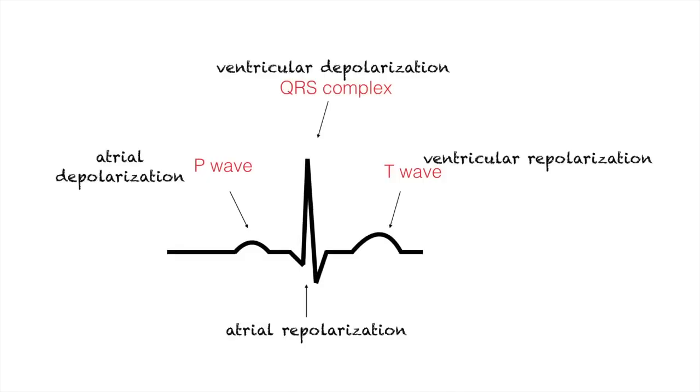Now, as a review, the P wave stands for atrial depolarization. The QRS complex represents ventricular depolarization. The T wave represents ventricular repolarization. And the atrial repolarization is covered by the QRS complex. You can't see it, but it exists.